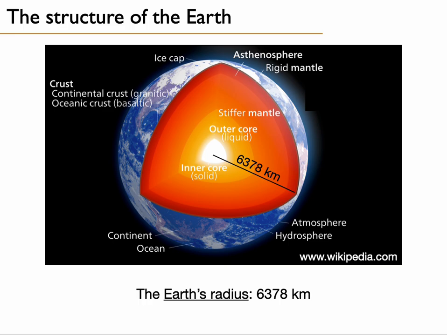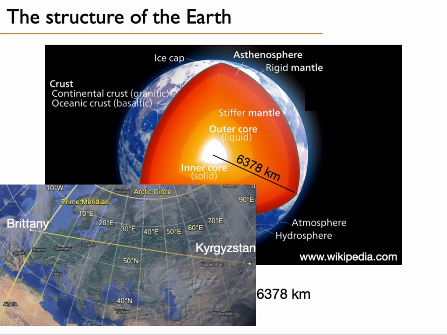So let's start with the structure of the Earth. As you all know, the Earth is spherical and has a radius of about 6,400 kilometers. This distance is approximately the distance between Brittany, the western part of France, to Kyrgyzstan at the other side of the Eurasian plate. So that's just to give you an idea of the order of magnitude.